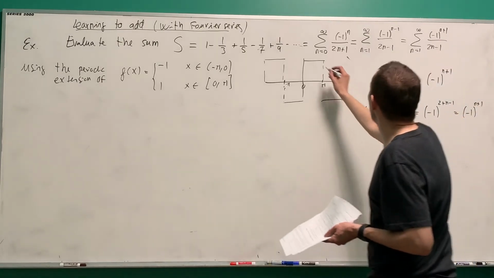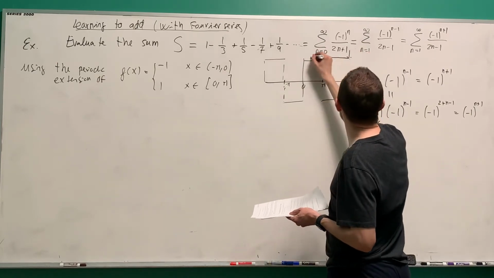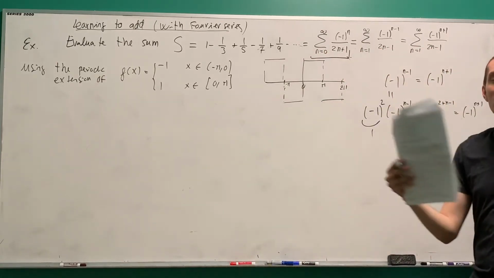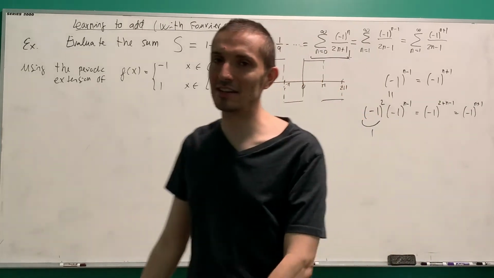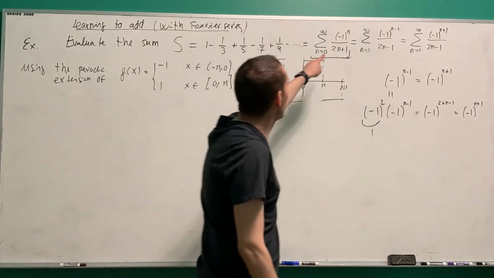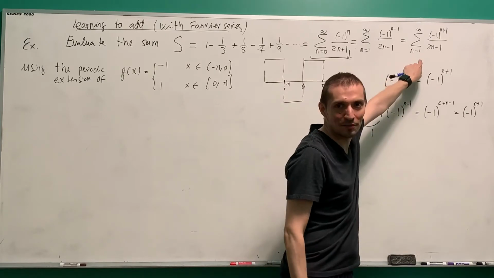For our exercise, I think we're just going to need this one, okay? But I think it's good if you learn that you can change the dummy index in the sum, and it's the same expression. This sum is the same as this one, and it's the same as this one.